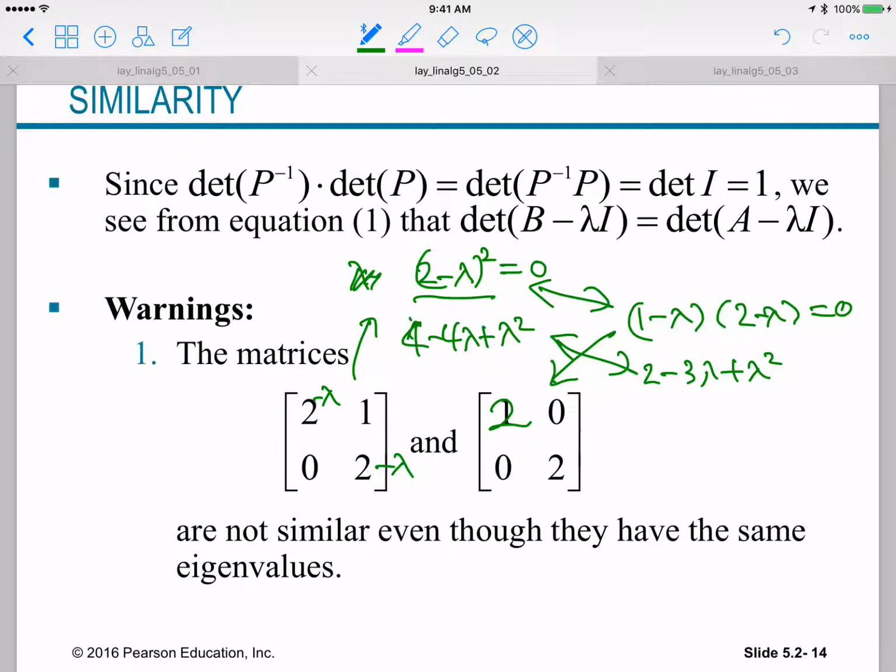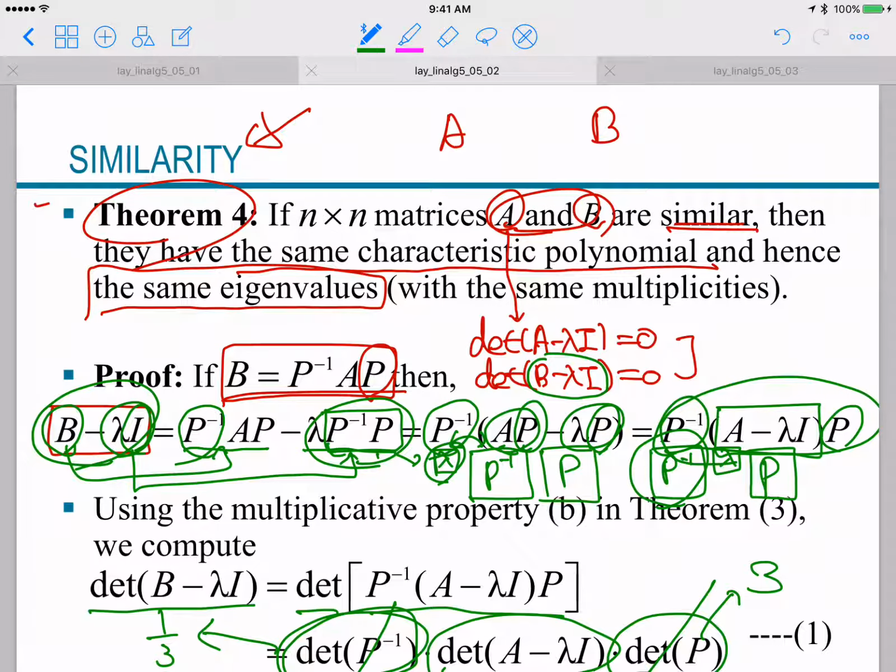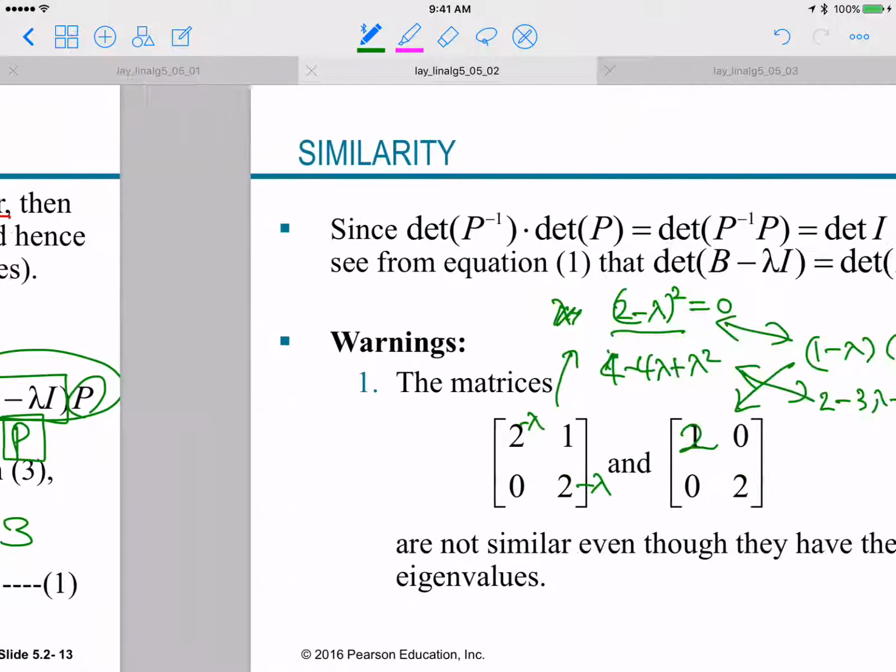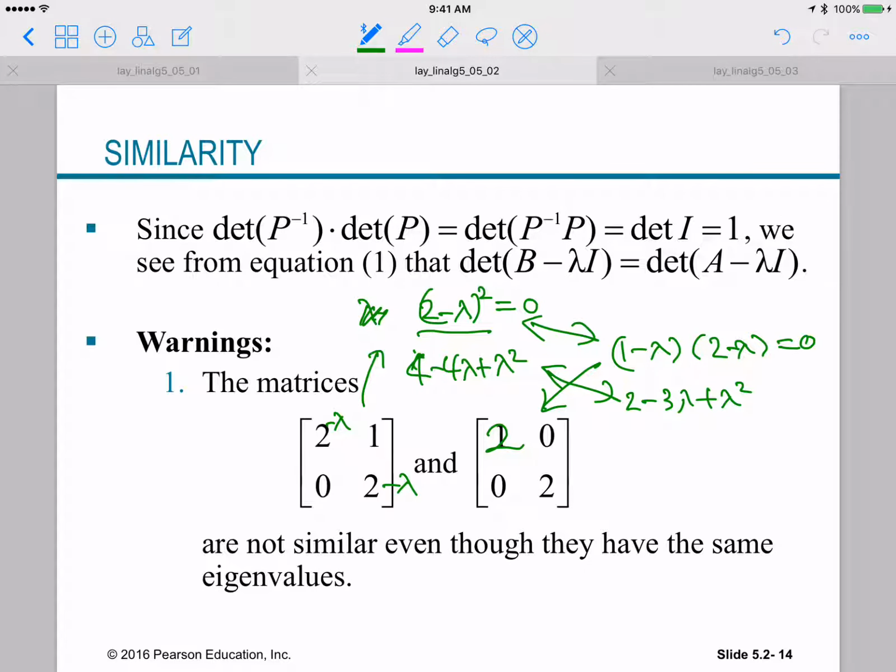So in this case, they will have the exact same characteristic polynomial, right? So in that case, yes, they will be similar matrices, which means you should be able to find some matrix P so that your matrix P inverse A P will be the same as B. Okay?